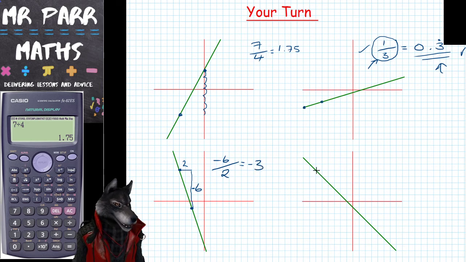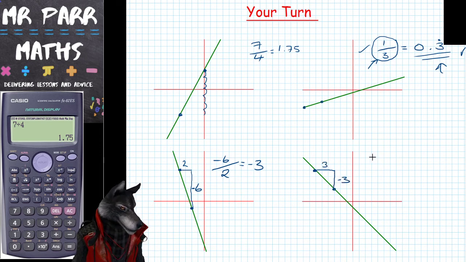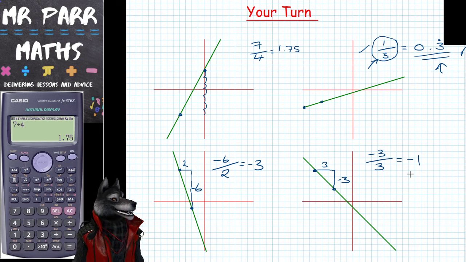And the next one, again, 2 random points there, and let's say there, which is 3 across and 3 down. So again, rise over run, -1. Done. And there's my gradient.